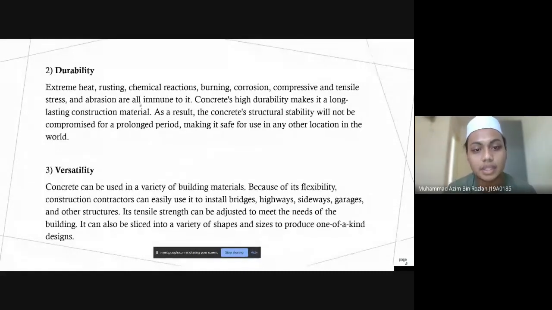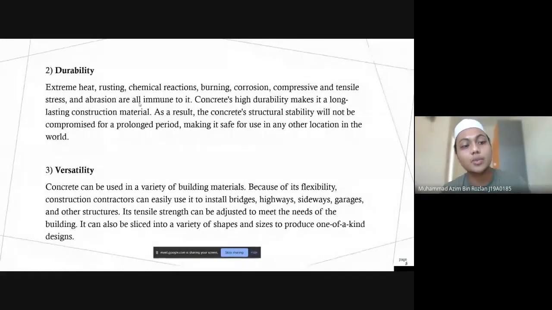Ketahanan konkrit yang dapat bertahan dalam keadaan cuaca buruk, bencana alam, tindak balas kimia, kebakaran, hakisan, tekanan. Sebab konkrit ni tahan lama dan ada daya ketahanan yang kuat, sebab tu digunakan dalam pembangunan, dalam membuat turapan jalan, membuat pagar and so on, sebab dia mempunyai daya ketahanan yang tinggi untuk bertahan dalam jangka masa yang lama. Sebab tu kebanyakan rumah buat daripada konkrit, bata, simen and so on. Okay. Third is versatility.